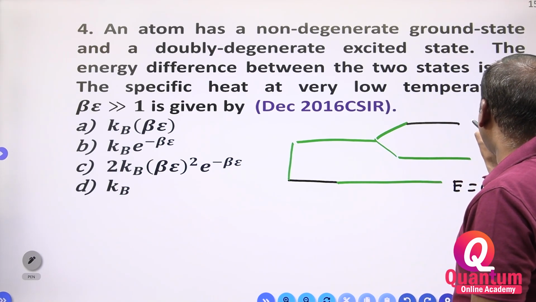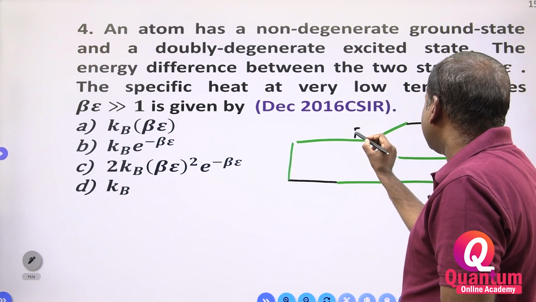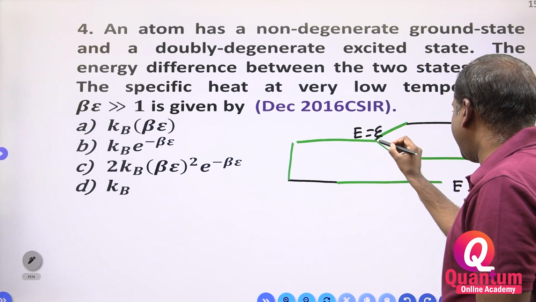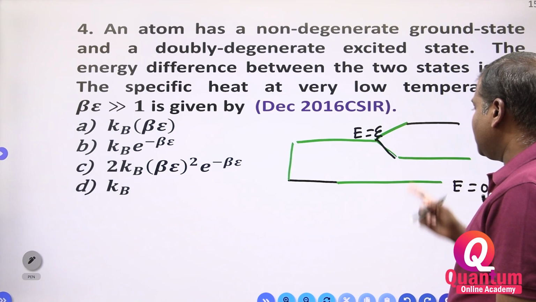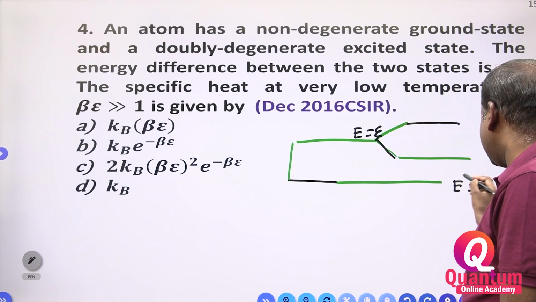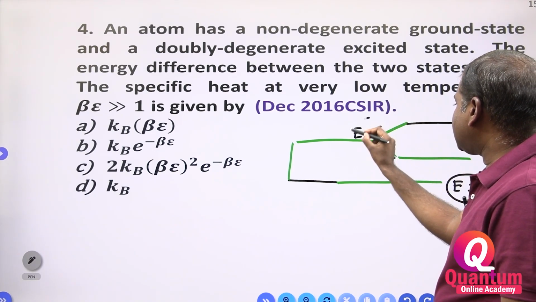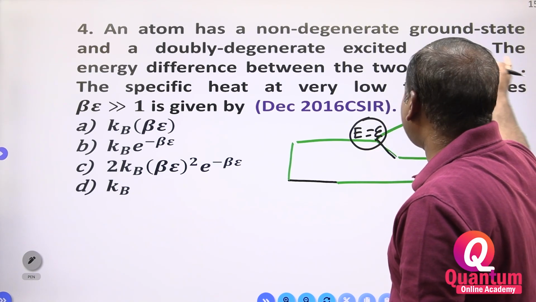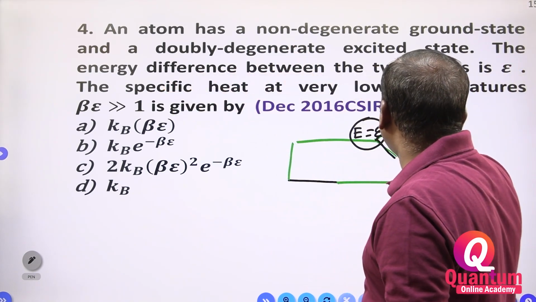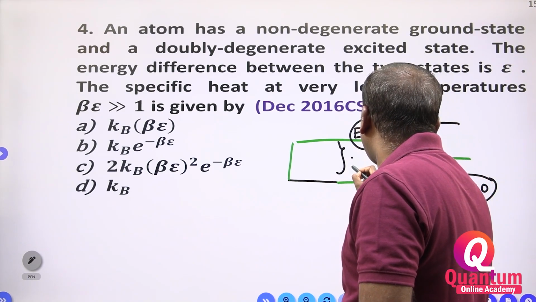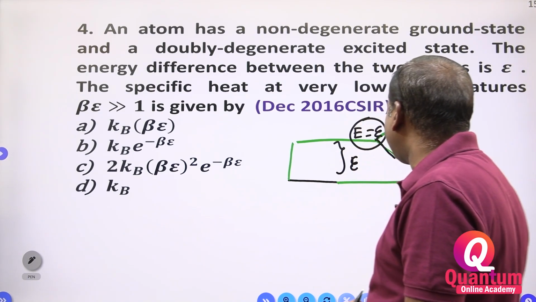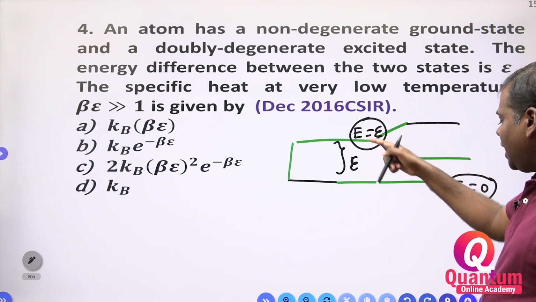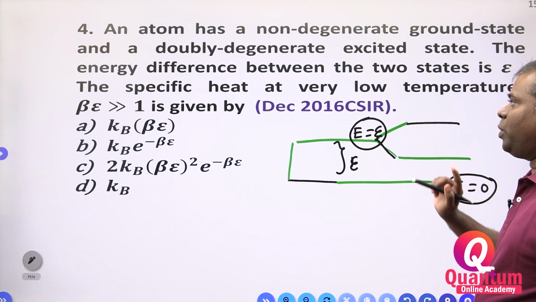That energy is equal to E, if you have to take it doubly degenerate. So the ground state energy is equal to 0. The first excited state energy is equal to E. Why am I taking it like that? The energy difference between these two states is E minus 0, which is equal to E.